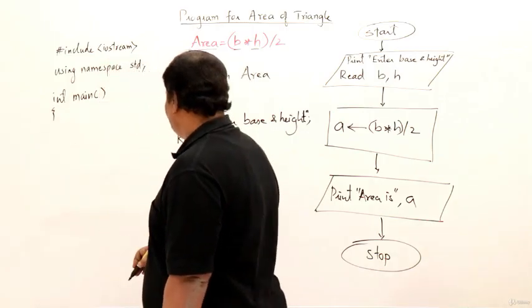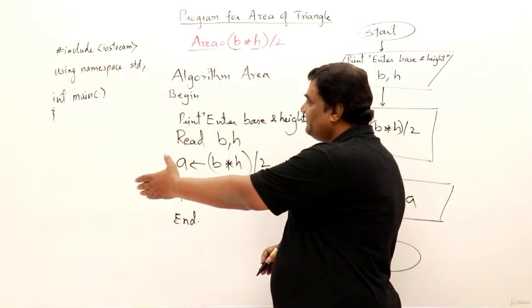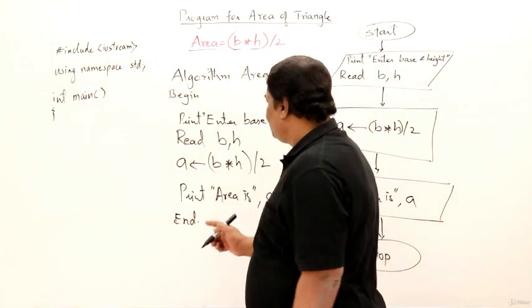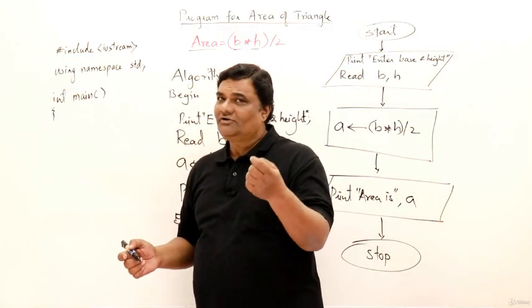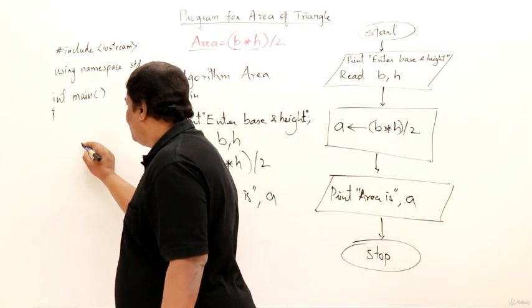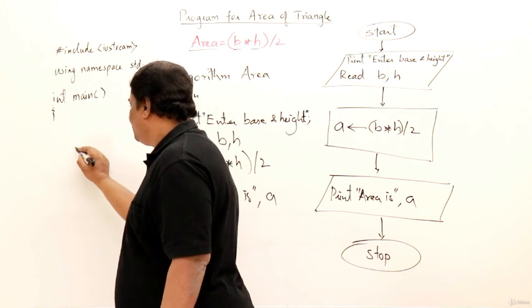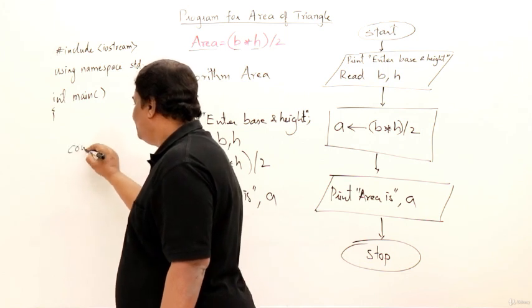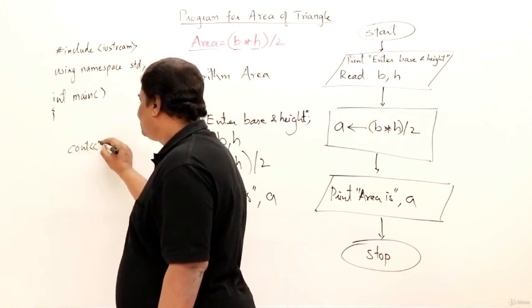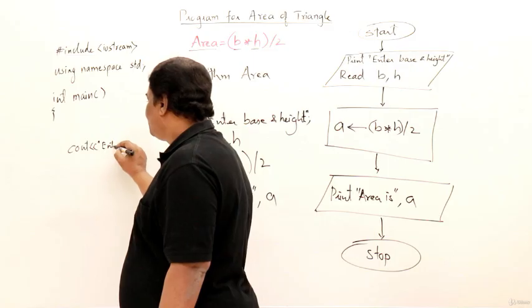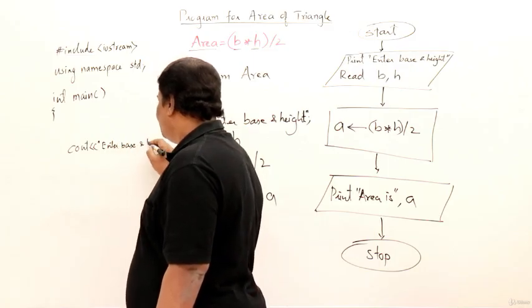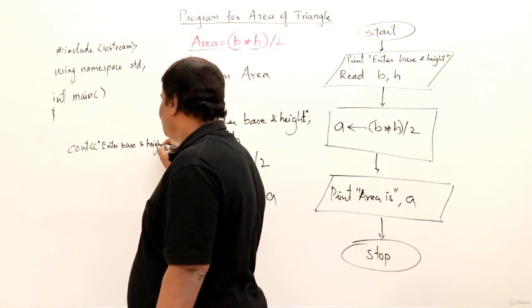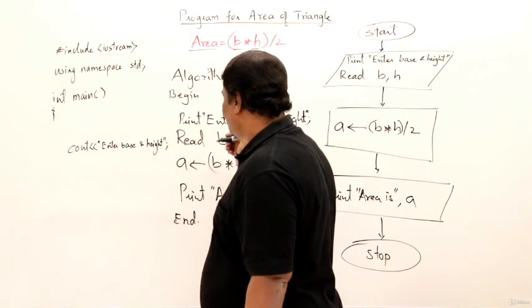Now let us convert this algorithm to a program. So inside the algorithm, the very first thing is enter base and height. So it is print. So how to write print? We use cout. So already I have used namespaces. So I can directly say cout enter base and height. This will give a message on the screen, right? Enter base and height will appear on the screen.